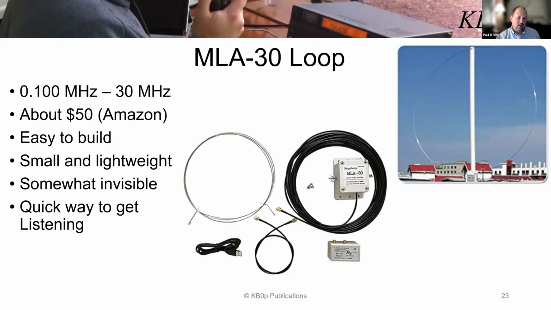It's about 50 bucks. You can see it at different prices, but it's averaging around $50 on Amazon. It covers 0.1, which is below the AM broadcast band, up to 30 megahertz, and it works quite well. I've been using it now for a while. It's small, it's lightweight, it's somewhat invisible. You can't really see it. You can see the PVC more than you can see the antenna. And it's a quick way to get listening right away, with no building. You don't need to construct anything.